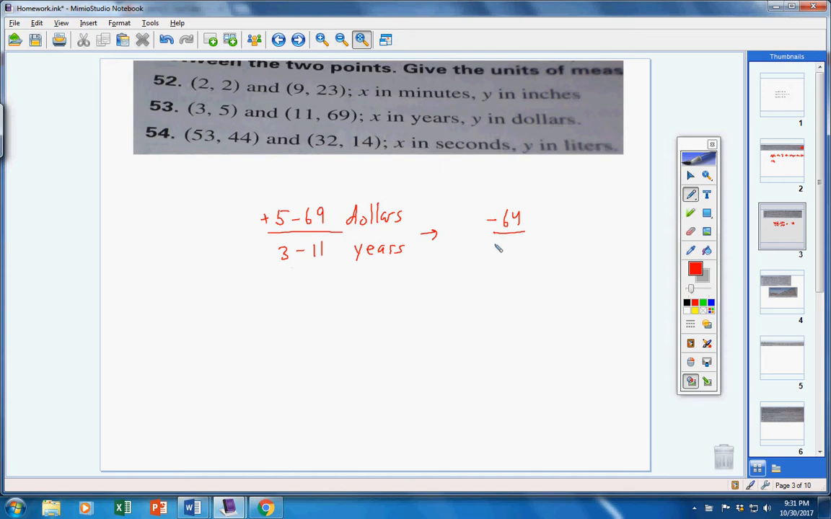Positive 3, negative 11, it's negative 8. Negative over negative is positive. 64 over 8 is 8. That's $8 per year. There we go. That's the rate of change. $8 per year. And then lastly, number 53, up top would be liters, because that is my Y. And the bottom would be seconds. So my rate is going to be liters per second.